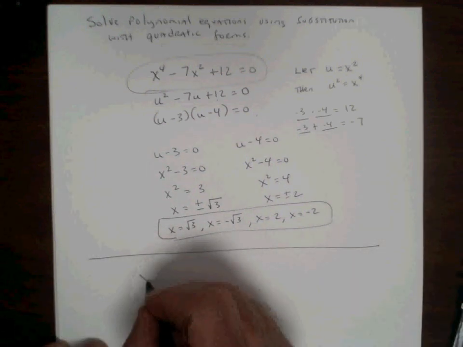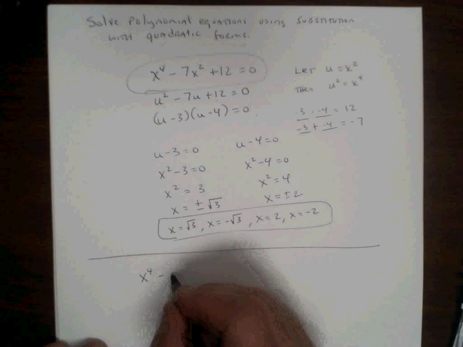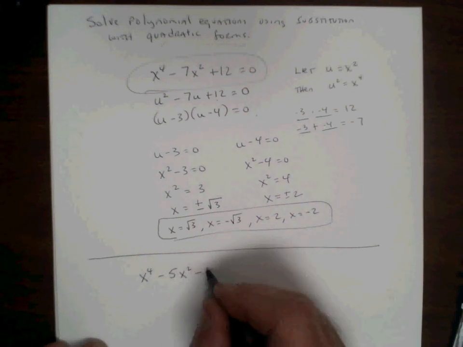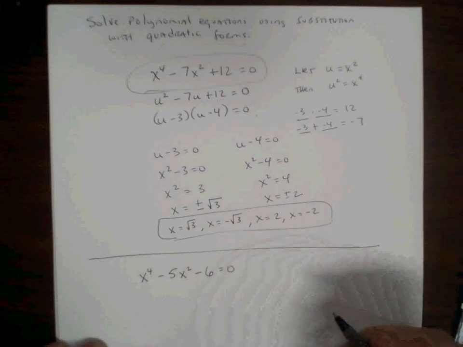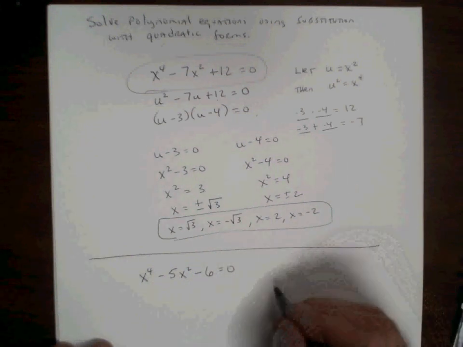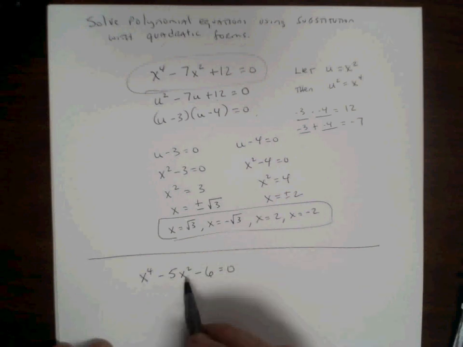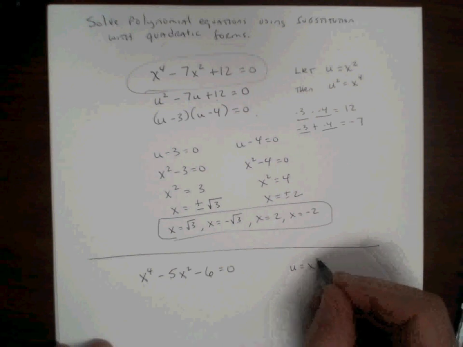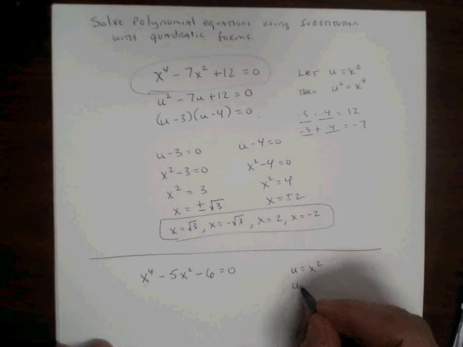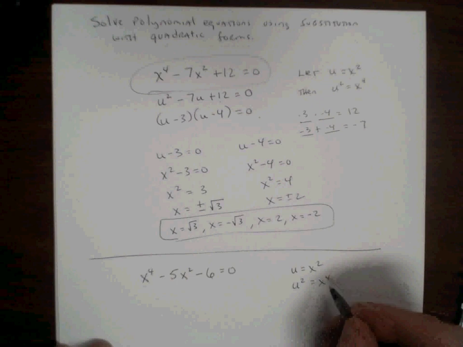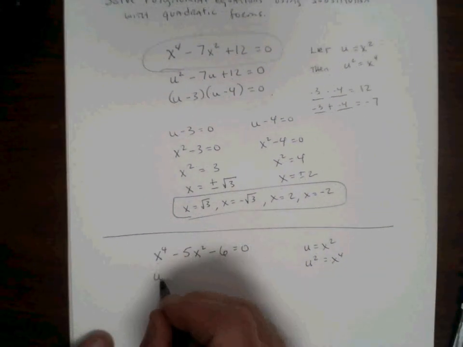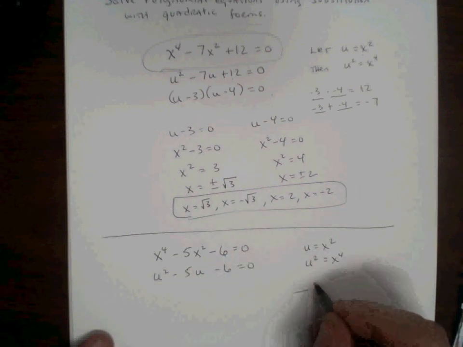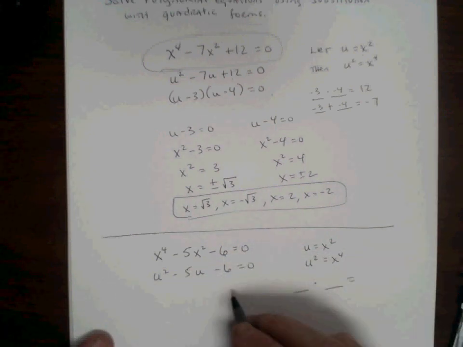Let's do another one. Let's do x to the fourth minus 5x squared minus 6 equals 0. Again, we see that we have a constant, a squared term, and an x to the fourth term. We can make the substitution u equals x squared. It follows then that u squared is x to the fourth. Substitute, get u squared minus 5u minus 6 equals 0. Now we're in a quadratic form.